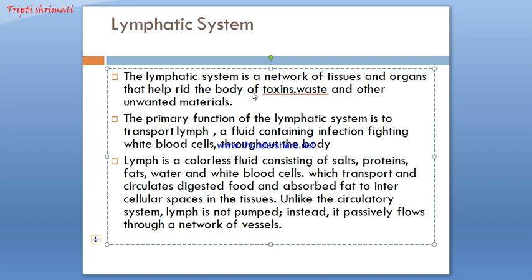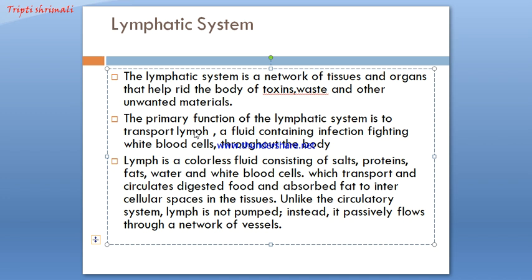Right? So, the primary function of the lymphatic system is to transport lymph. Okay. So, the main function of the lymphatic system is that it transports lymph.